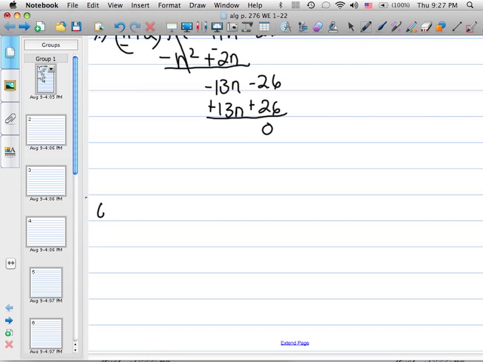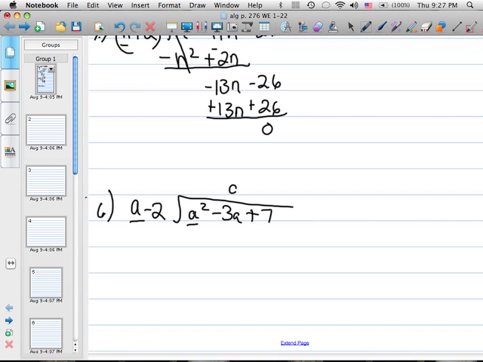Number 6, our divisor is a minus 2. Our dividend, or the numerator, is a squared minus 3a plus 7. All the terms are there in decreasing order. To get a to be a squared, we need to multiply by a positive a. So we get a squared minus 2a, only times a times the a minus 2. Subtract, change your signs, those go out. Negative 3a plus 2a is a, bring down the plus 7.